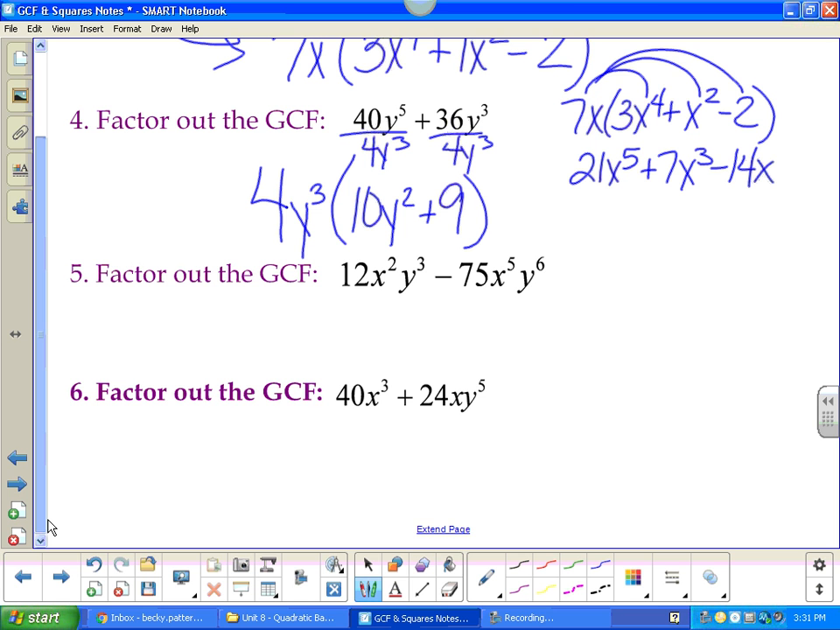12 and 75. 75 is very limited. 75, if you think quarters, is like 25 times 3 and 75 times 1. The only numbers of those that go into 12 is going to give me a 3.